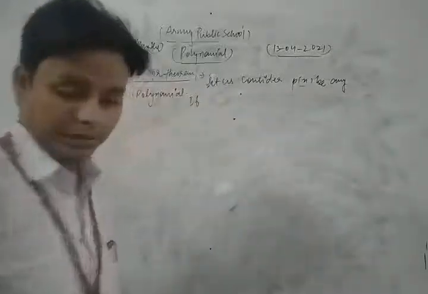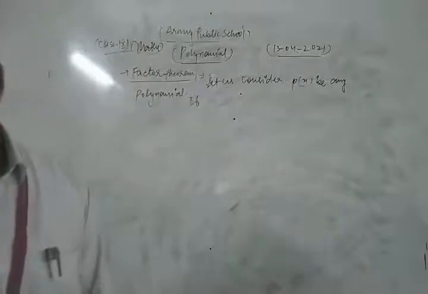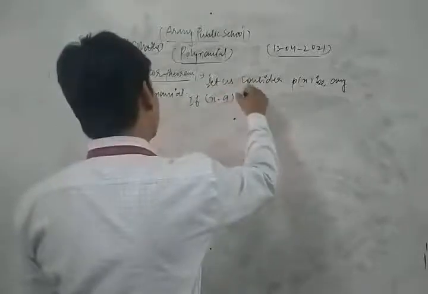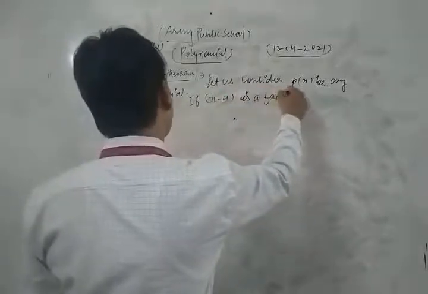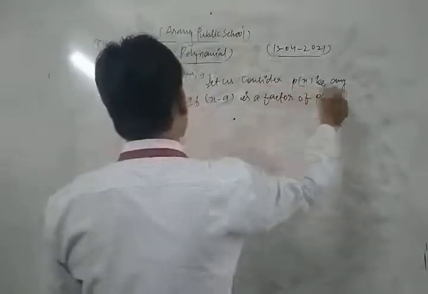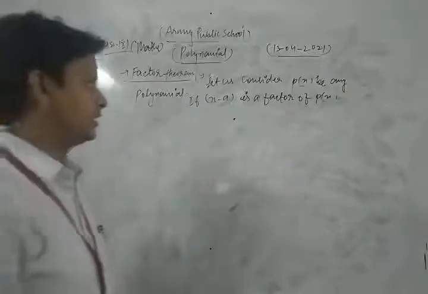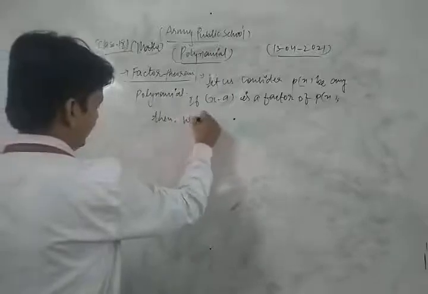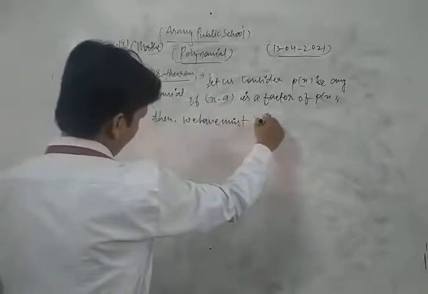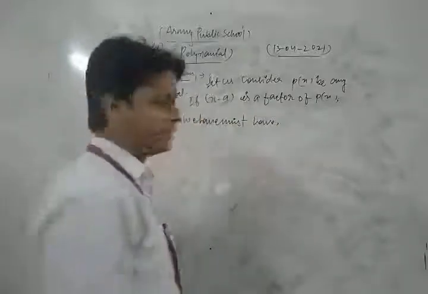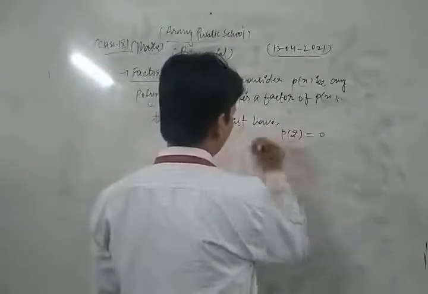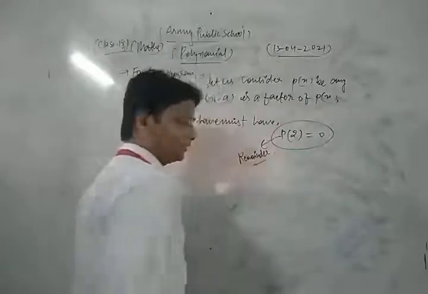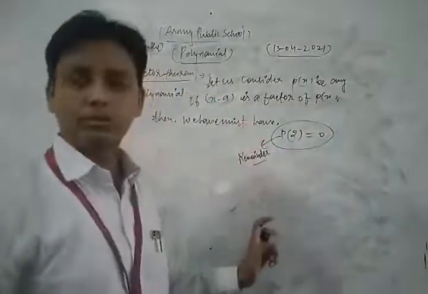conversely, if x minus a is a factor of the given polynomial p(x), then its remainder will always be 0, meaning p(a) is always 0. So the remainder becomes 0 if x minus a is a factor of p(x).